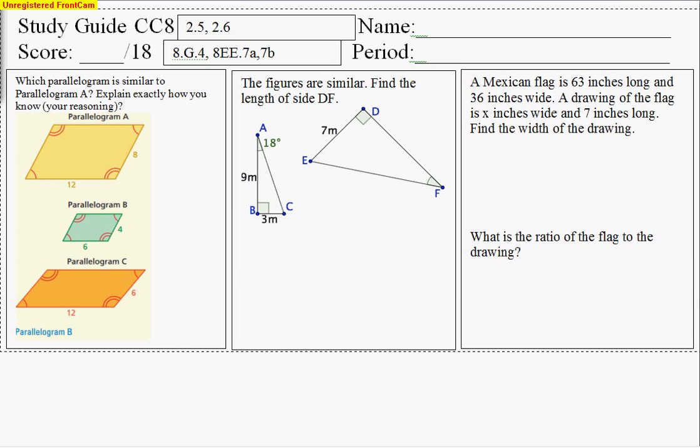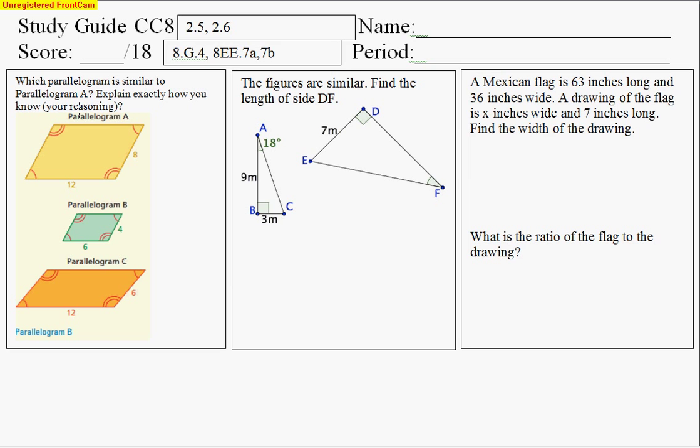These are the answers for the study guide for Chapter 2, Section 5 and Chapter 2, Section 6. So let's take a look at our first problem here. It asks us which parallelogram is similar to the parallelogram A. Explain exactly how you know. Your reasoning is what they want to know.